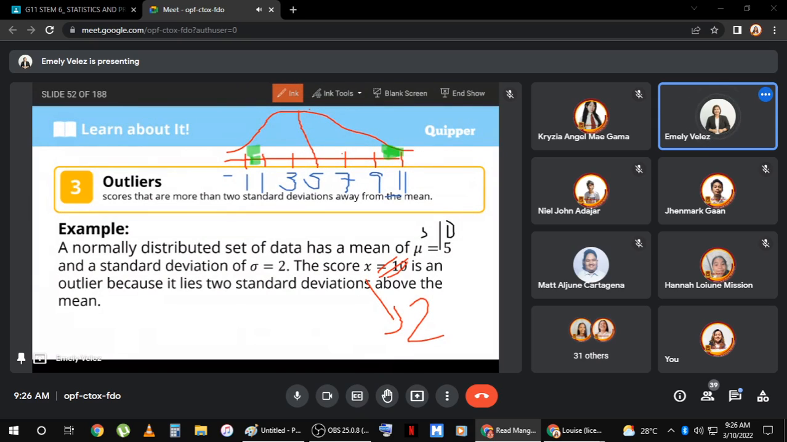Okay. How about this one? I changed the given to 2, not 10. Identify if it is an outlier or not. Type yes if it is and no if it is not.